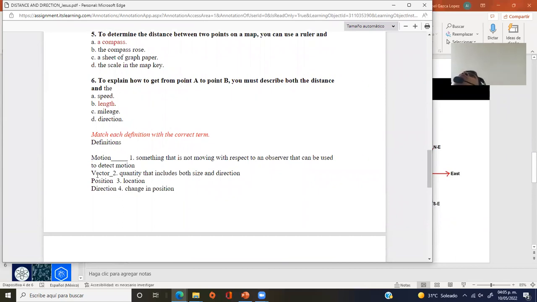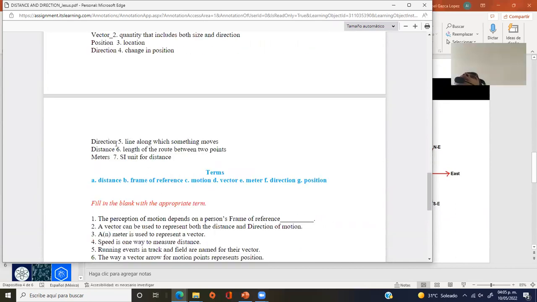Vector, quantity that includes both size and direction. Position, location. Displacement, change in position. Direction, line along which something moves. Distance, length of the route between two points. Meters, SI unit for distance.